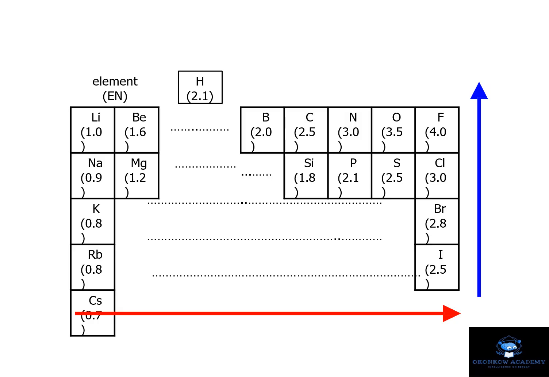As I said in the previous slide, the red arrow indicates that as you move from left to right, electronegativity increases. And as you move from the top down to the bottom, electronegativity generally decreases. So basically that's the trend for electronegativity. You can try to write these down and practice with these values.